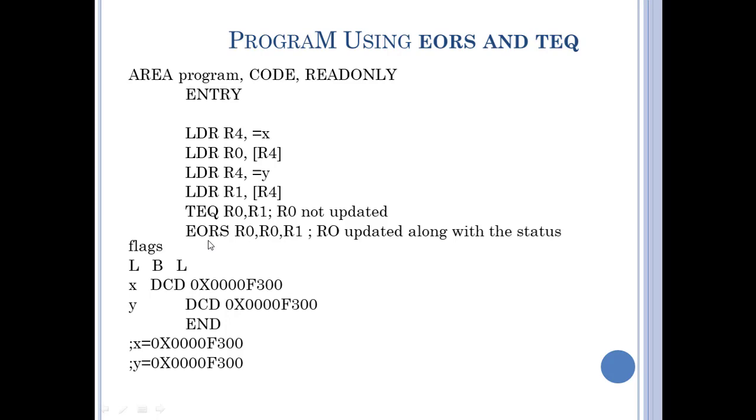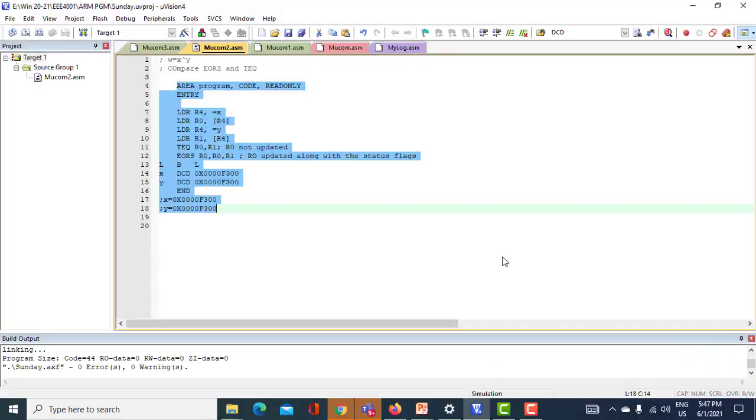And again do your XOR with S. Okay, but the R0 value will be updated to 0, because the content of R0 will be updated along with the status. The same program we will check by using the Keil tool. So this is the program. Let me debug this.